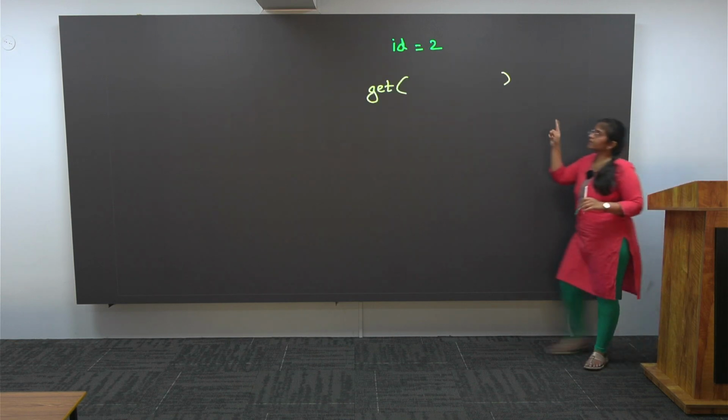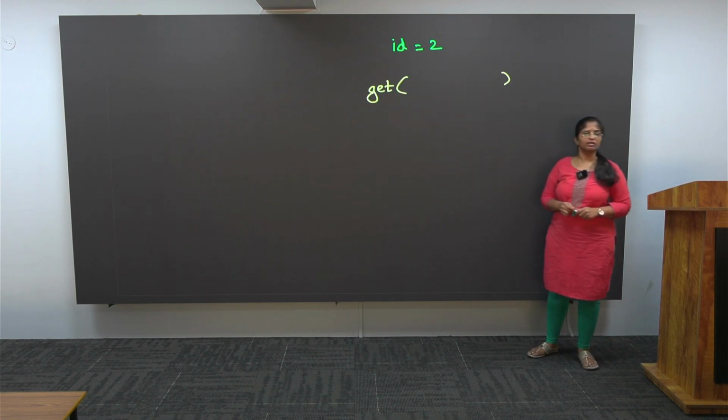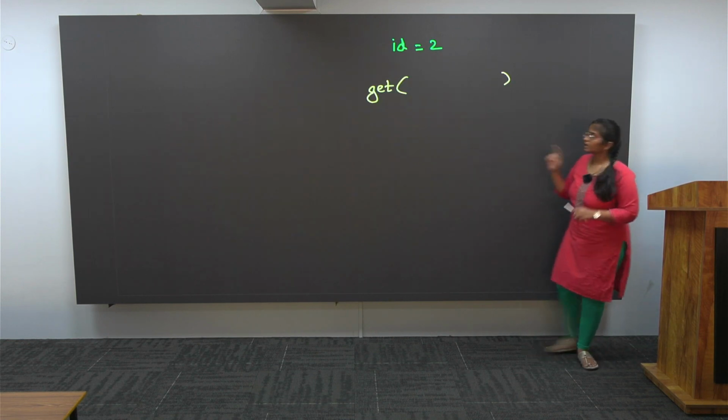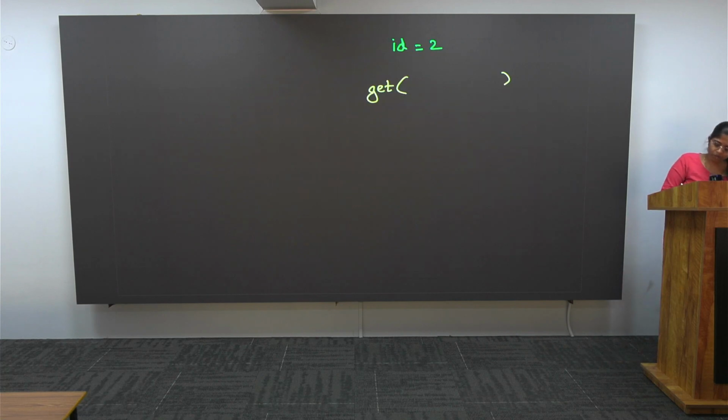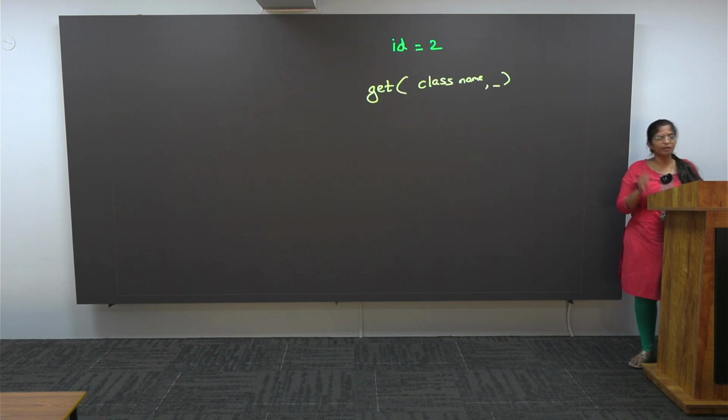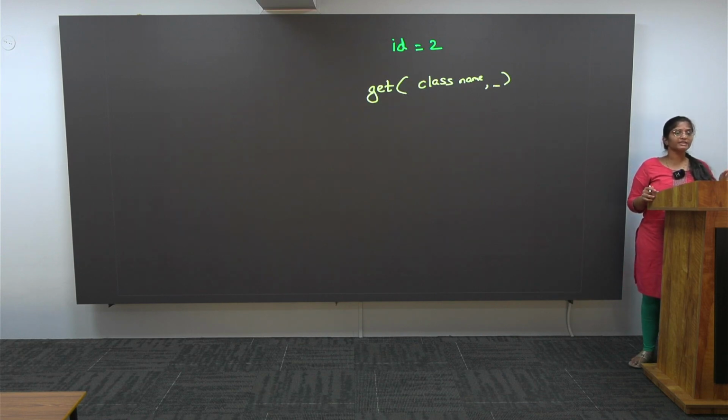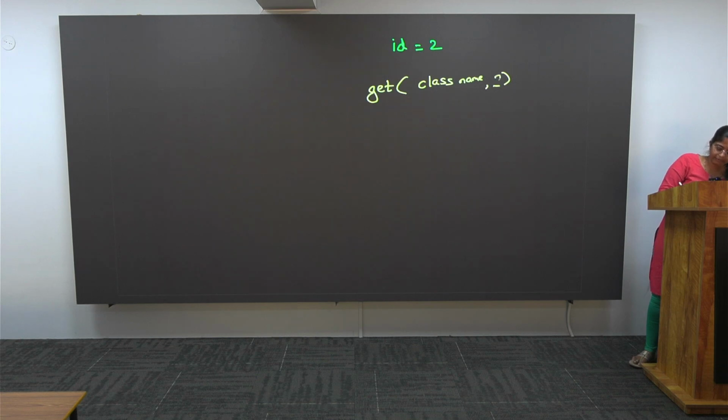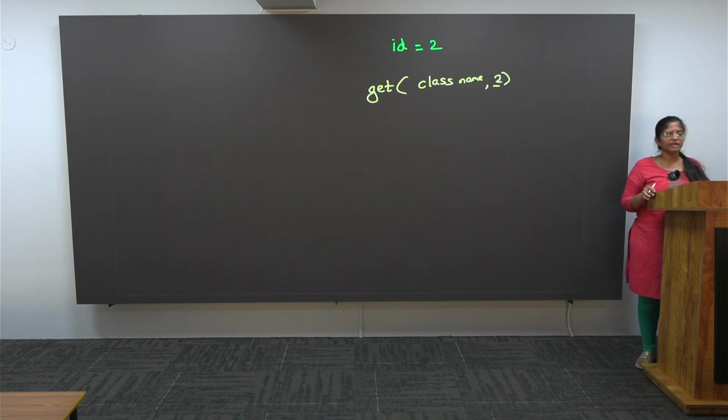But this get method accepts 2 parameters. What is the parameter it accepts? The first parameter it accepts is your class name. Why class name, if you ask me? Because which table it has to deal with, that is something which you need to pass over here. The second parameter it is accepting is your primary key value. So over here I am passing your ID equal to 2. I hope it is clear for everybody.